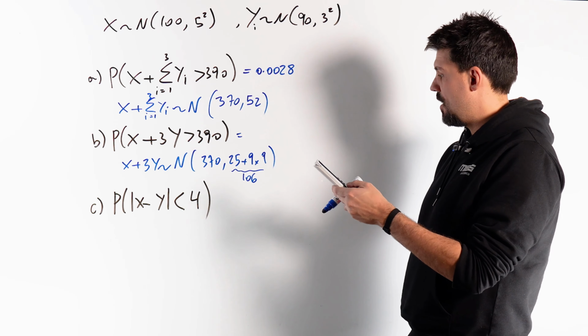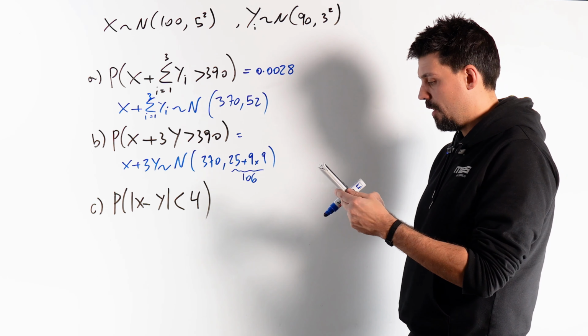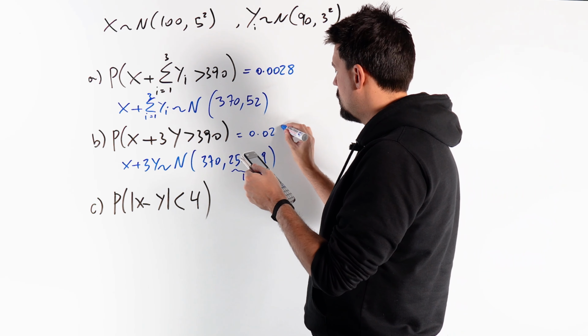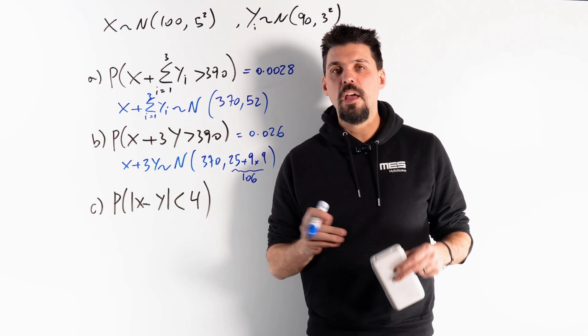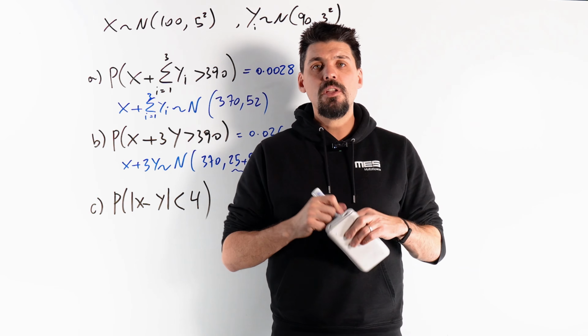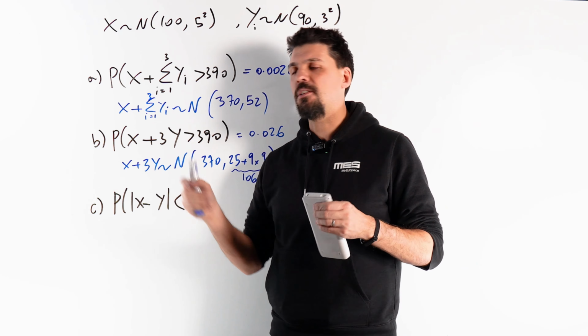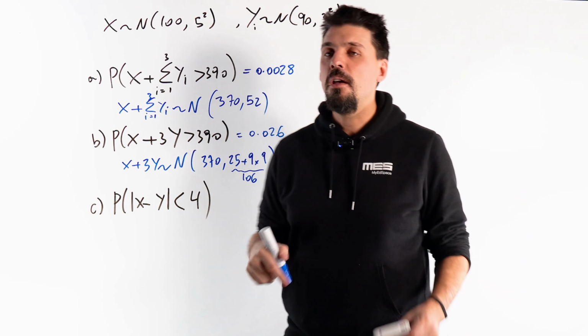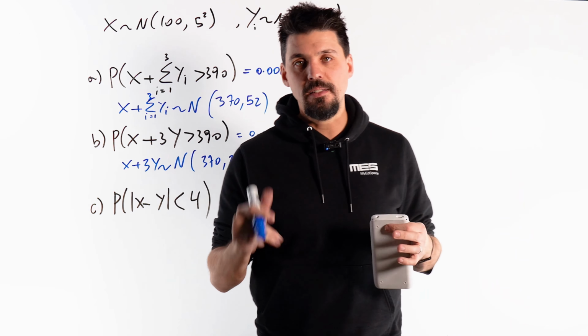So all I need to do is change this. Now I need the square root of 106, and I will get 0.026. So it's much more likely. Why is it more likely? Well, there is a much bigger spread. If the values of X plus 3Y are more spread out, you are more likely to end up in these big values bigger than 390. So that is why.